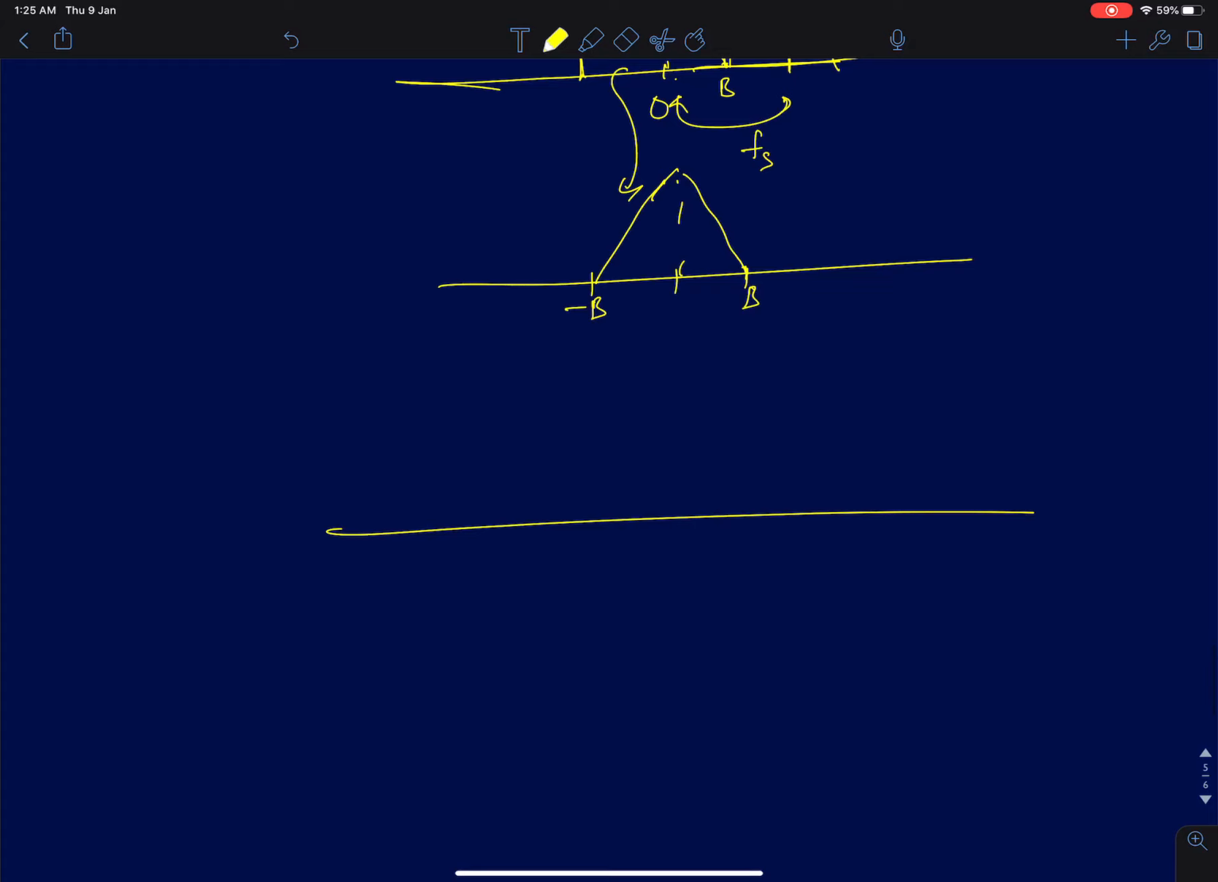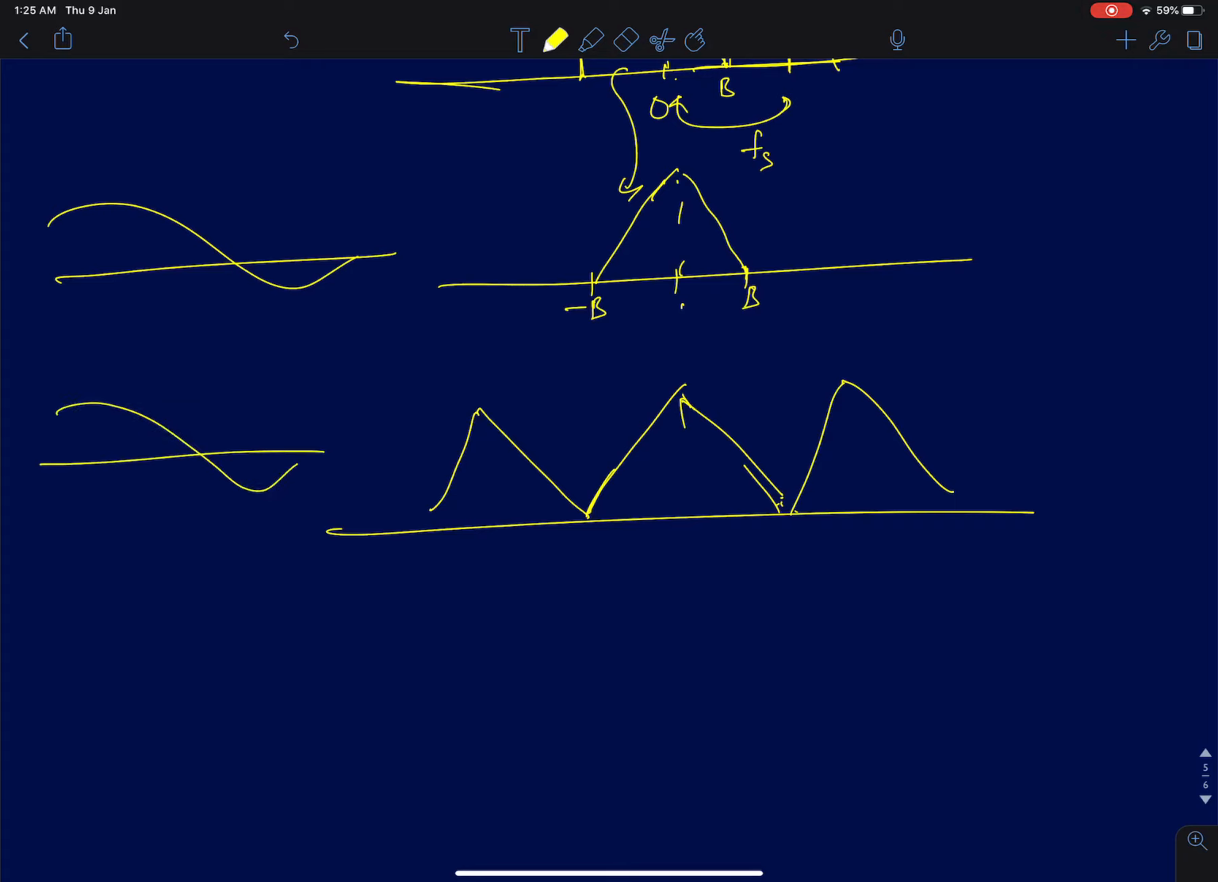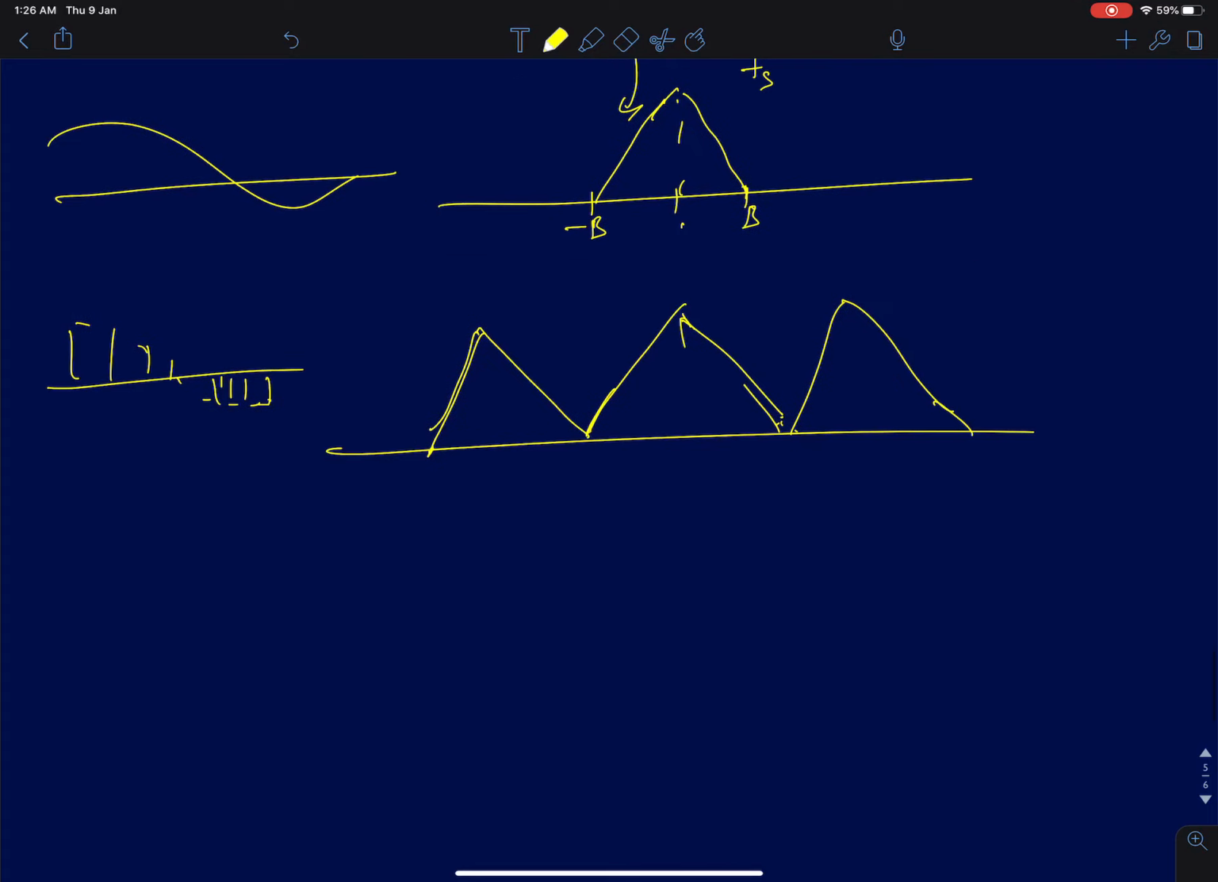Then once you sampled it, it's going to introduce periodicity in frequency domain. So you have to repeat the signal periodically in frequency domain like this. So this is your continuous time signal. This is your sampled signal. Okay, I'm showing it as continuous, but it is sampled. This is called uniform sampling.